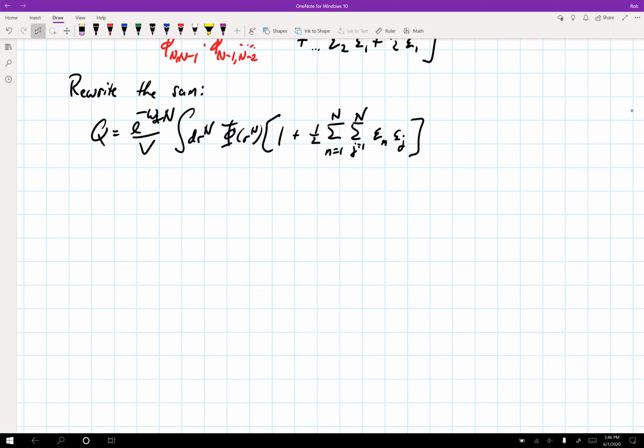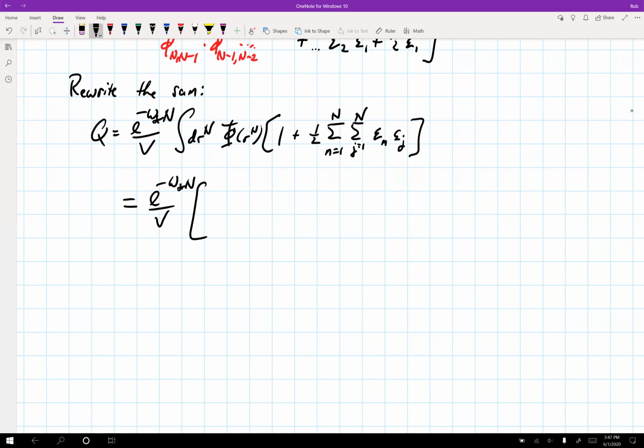So we get that this is now going to be equal to e to the minus w star n over v. And we also have this unity term here, and then we also have the sum term. We're just going to go ahead and pass this integral through and evaluate it in both places.